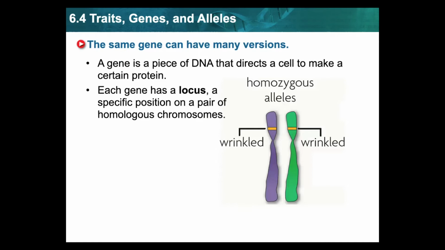Each gene has a locus. In Latin, locus means place. It's a certain position on a pair of homologous chromosomes. And on the chromosome, you have many different genes. You can have hundreds or thousands of genes on a chromosome. But in a certain place on that chromosome, you have different genes that code for different proteins.